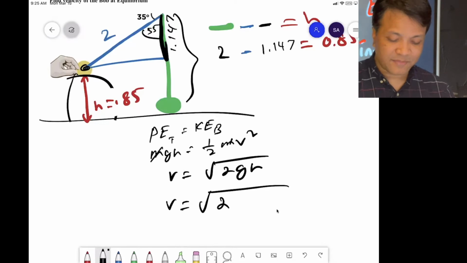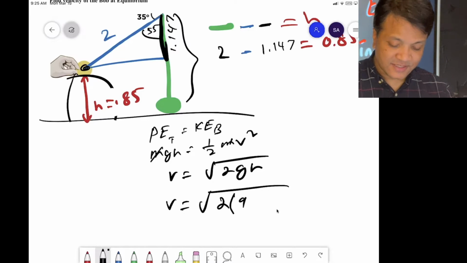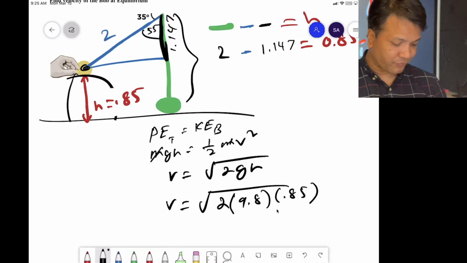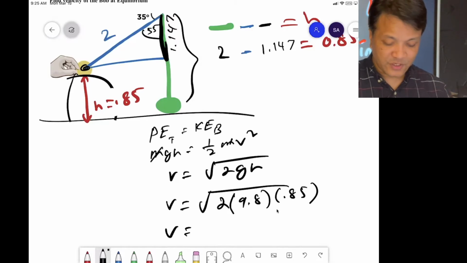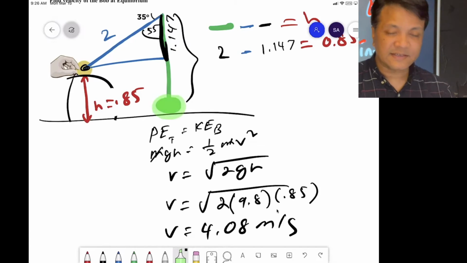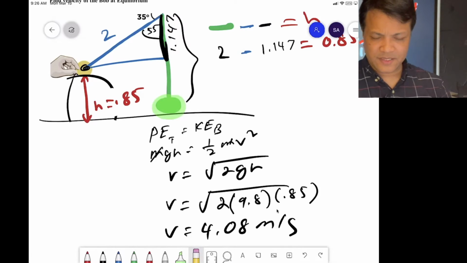Velocity, you don't need mass. If you don't have mass, don't worry, you don't need it. g is 9.8 and h is, we found it, 0.85. So velocity squared is 2 times 9.8 times 0.85, and that would be 16.66, and the square root of that is 4.08. So velocity is 4.08 meters per second right here. This is the velocity. Now we're going to do the final problem.